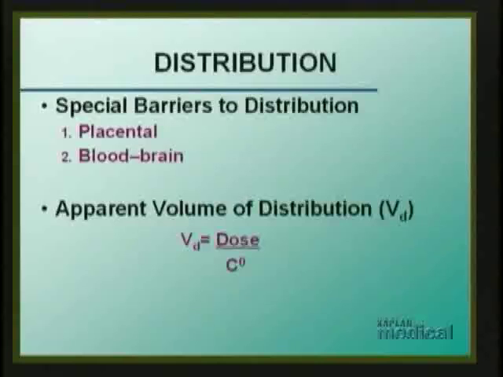Final point then about distribution is how can I represent distribution as a pharmacokinetic parameter we call VD, for volume of distribution, and what is its relationship to regular parameters such as the dose administered and the blood concentration we achieve. Let's look at the board again for 1 minute.